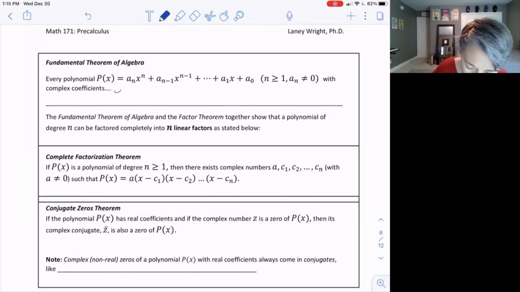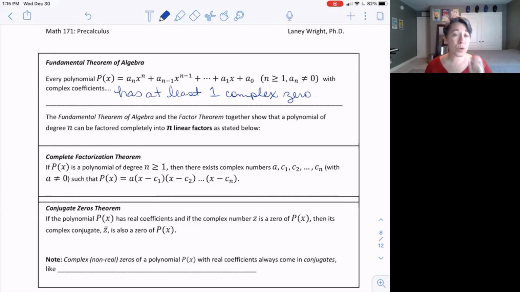Then this polynomial has at least one complex zero. And remember, complex numbers includes reals. So if it has a real zero, we're covered, but it will have at least one complex zero. That means it could have an imaginary number in it. This is the fundamental theorem of algebra, and the factor theorem together show that a polynomial of degree n can now be factored completely into n. I want you to add the word complex linear factors as stated below.